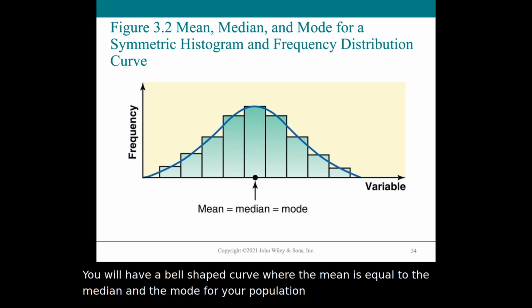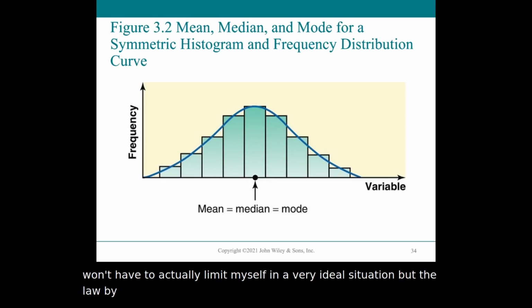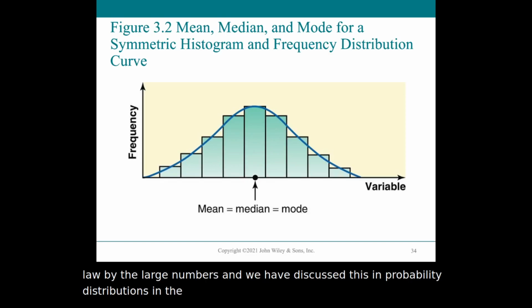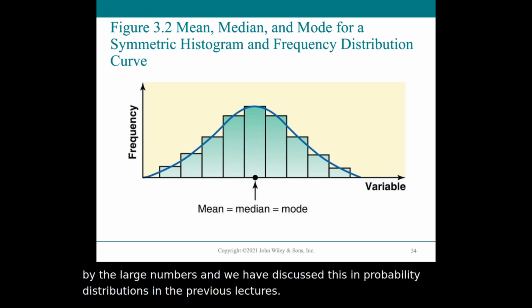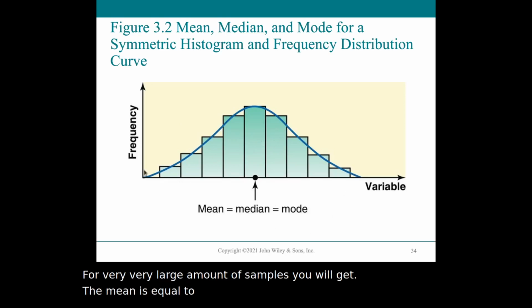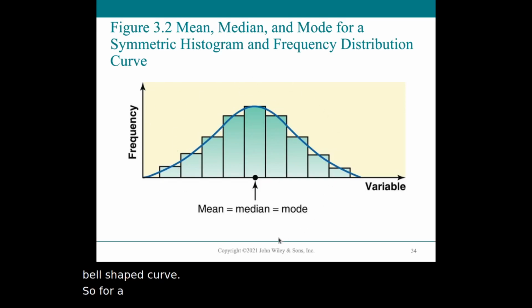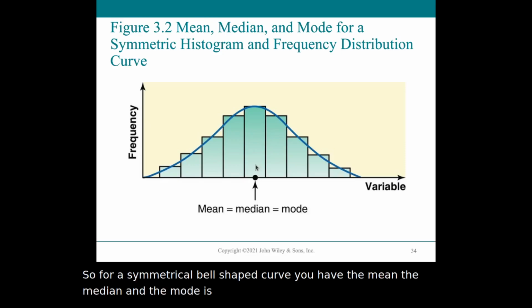Actually, I don't have to limit myself to a very ideal situation, because by the law of large numbers, and we have discussed this in probability distributions in the previous lectures, for a very large number of samples, the mean is equal to the median is equal to the mode, and the probability distribution will resemble a symmetrical bell-shaped curve. So for a symmetrical bell-shaped curve, the mean, the median, and the mode are exactly the same data point.